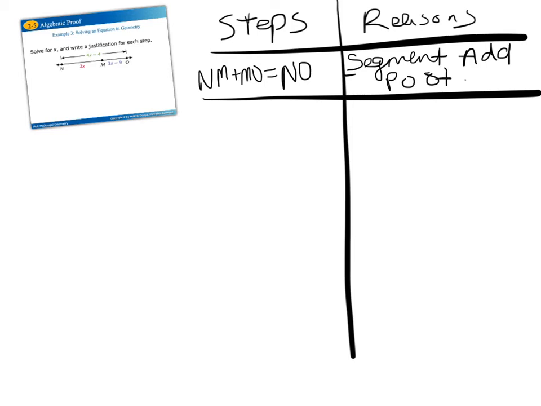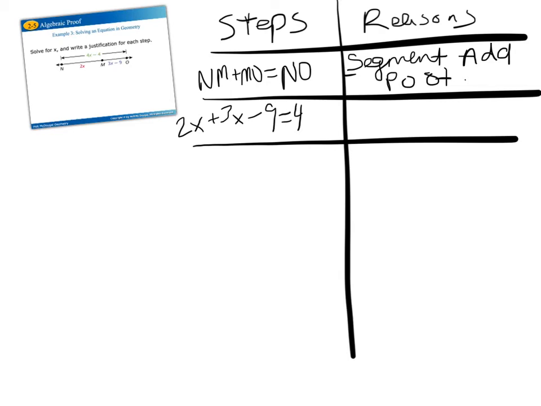All right, next, I'm going to write 2x plus 3x minus 9 equals 4x minus 4. The reason for this is substitution. I just subbed in my values. I went from this line to this line just by substituting. I had NM plus MO equals NO because segments add up to be the whole segment. NM was 2x, MO was 3x minus 9, and NO was 4x minus 4.